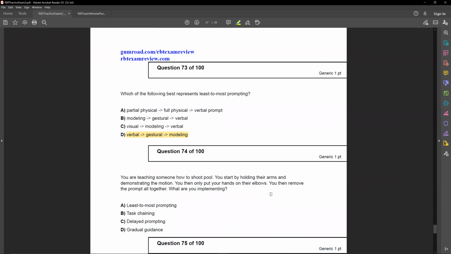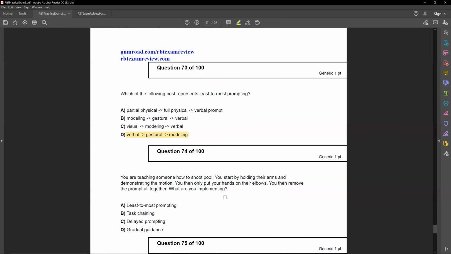74, you are teaching someone how to shoot pool. You start by holding their arms and demonstrating the motion. You then only put your hands on their elbows. You then remove the prompt altogether. What are you implementing? So you could say this is maybe a most to least, okay? But when we're talking about just physical prompts, and fading physical prompts and only introducing physical prompts as needed, there's a very specific term for that, okay?